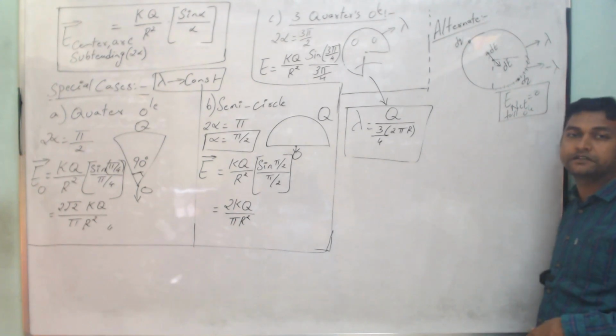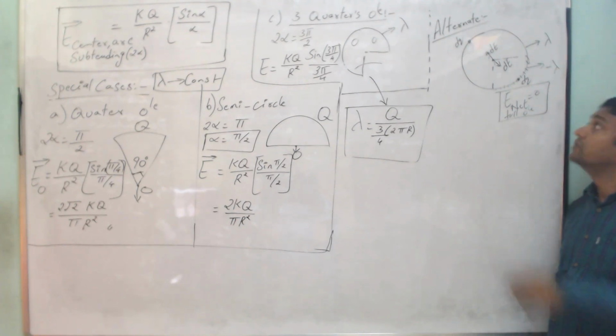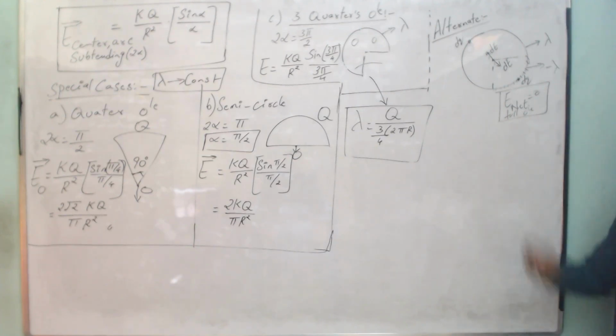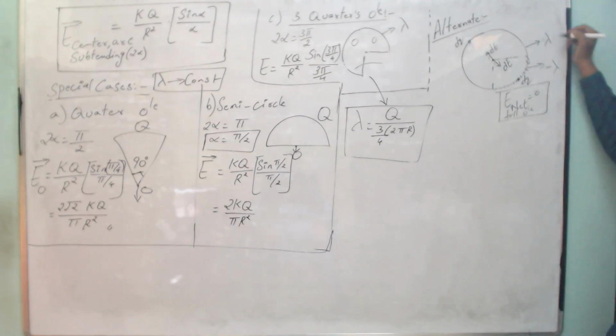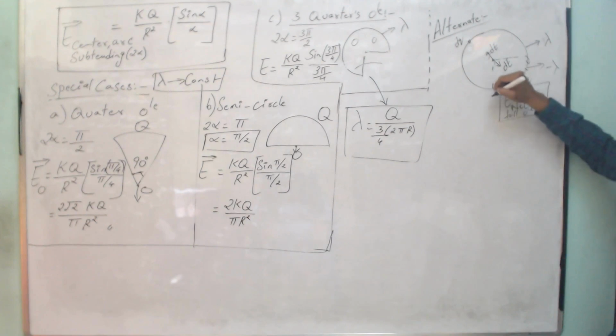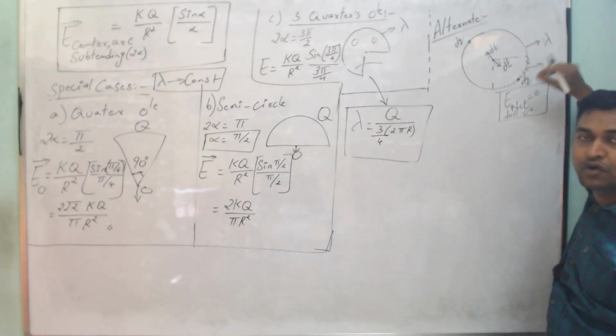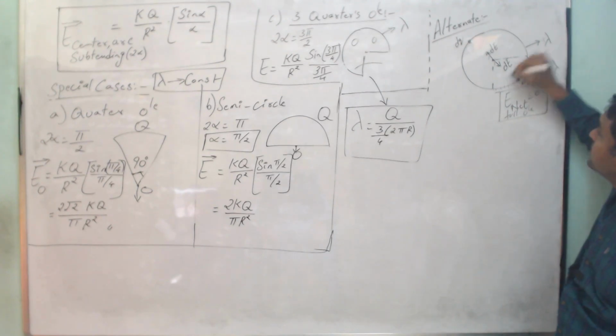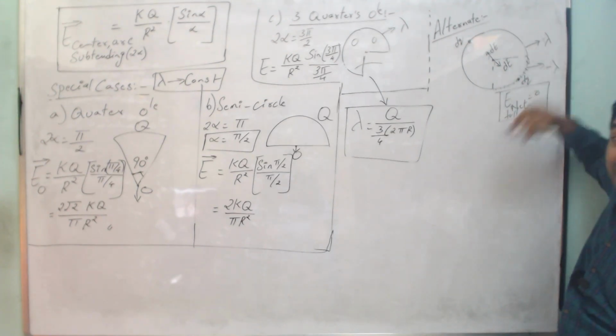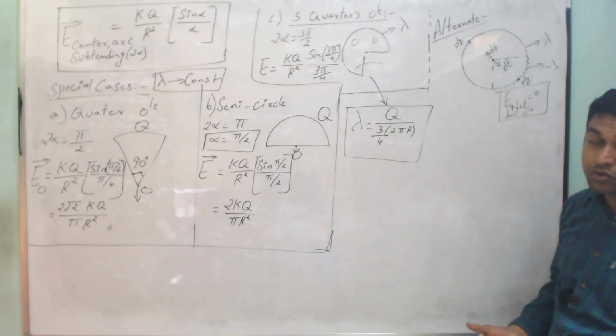Is this clear? Yes, sir. The full circle has a linear charge density of plus lambda, and only in this quarter of a circle I will have a linear charge density of minus lambda. So in this quarter, what is happening? Lambda minus lambda will become 0.